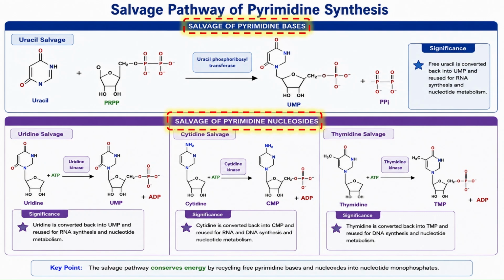In the uracil salvage, uracil receives a phosphate group from the PRPP molecule. The free pyrimidine base, that is the uracil, becomes attached to the ribose phosphate and forms UMP. The major change here is the conversion of a free base into a nucleotide.